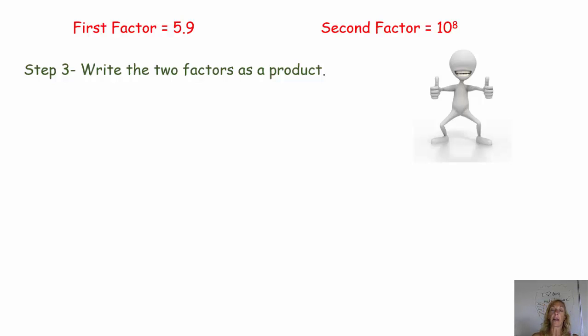So now what we have to do is write those 2 factors as a product. And remember, once again, a product is an answer when we multiply. So once we rewrite it, it looks like 5.9 times 10 to the 8th power.